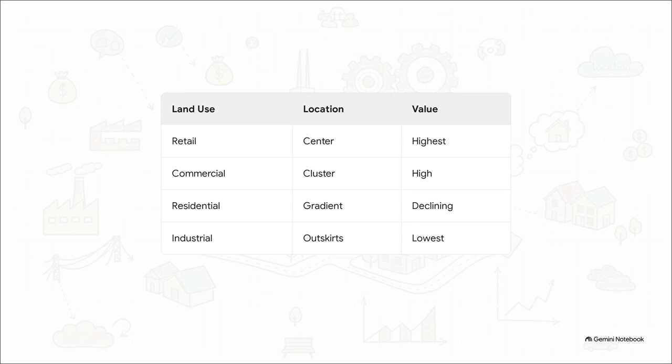Well, to test this, researchers from the Pacific Rim Real Estate Society gathered some really extensive data on land values across the metropolitan area of Adelaide, Australia. And honestly, the results are stunning. Decades after Alonso published his theory, the data still perfectly matches the prediction. Retail shows the absolute highest land value right at the city center. Commercial creates this high-value cluster right around it. Residential values show a smooth, declining gradient as you move away, and industrial land sits right at the lowest value out on the outskirts. The classical geography of real estate is absolutely alive and well.